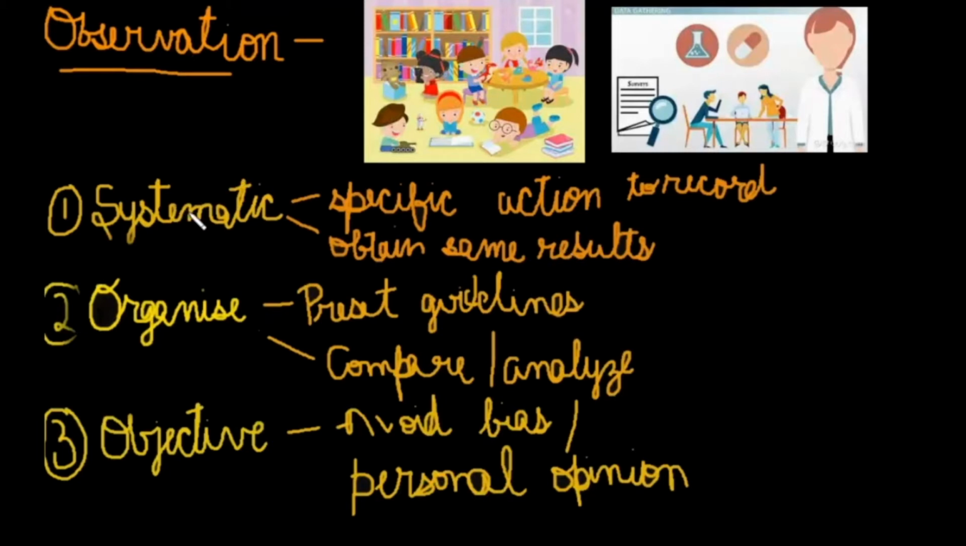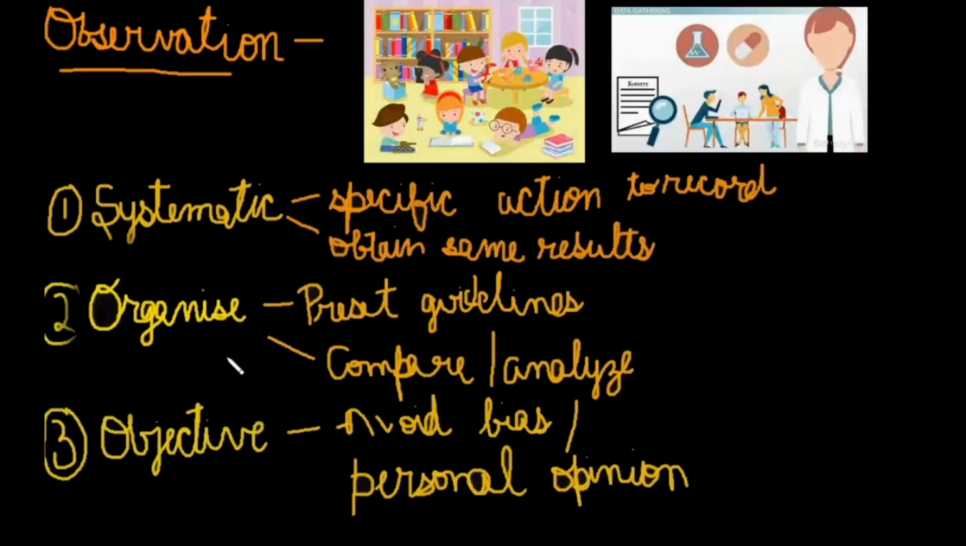Systematic observation involves the specific actions that need to be recorded and precisely how they are to be recorded. So basically the intent is to ensure that under the same or similar circumstances, all observers will obtain the same results. Another one is organized.